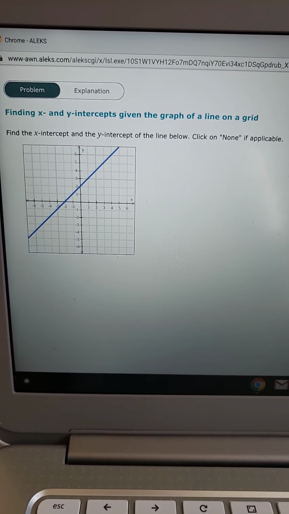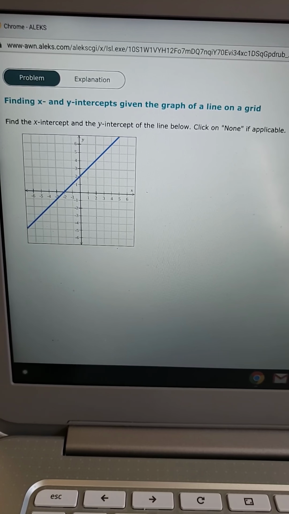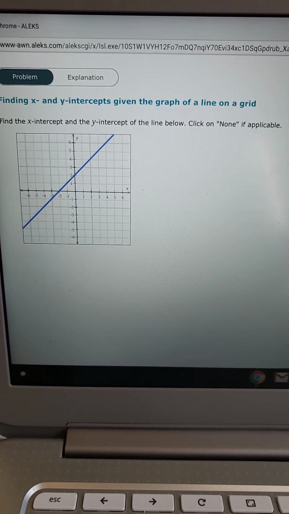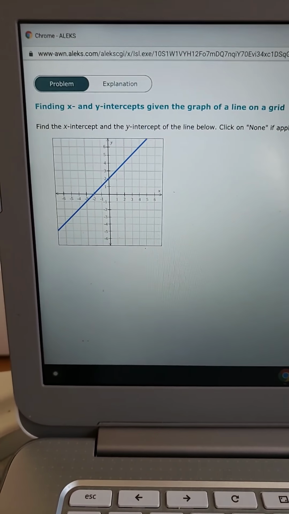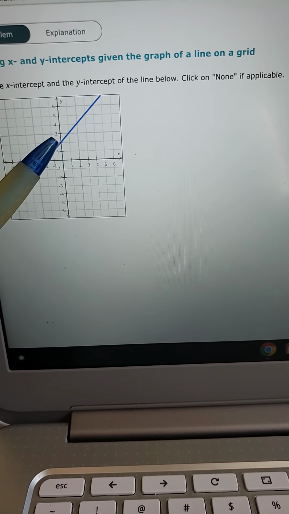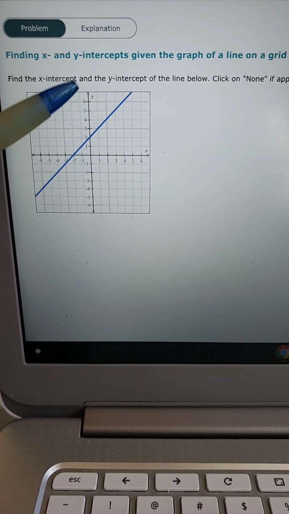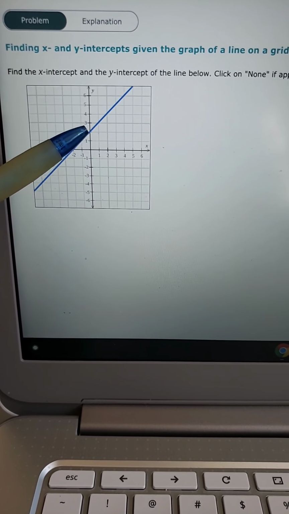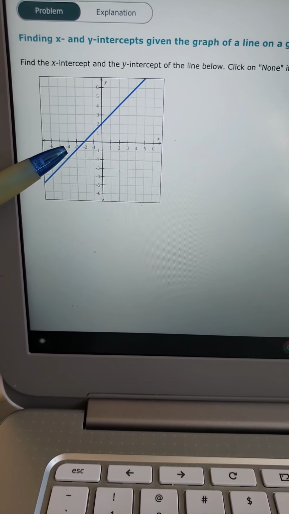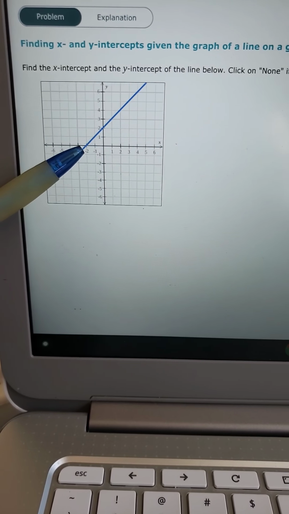All right, so we are looking at finding x and y intercepts, right? So let's think about what it means to be an intercept. Intercept means to intersect or cross, right? And depending on which one we're looking at, it will tell us what kind of intercept it is. Because the blue line crosses the y-axis, this is called a y-intercept right here. And this blue line crosses the x-axis, therefore it's called the x-intercept.